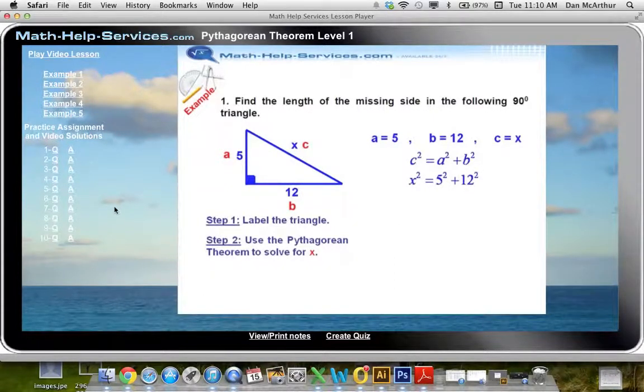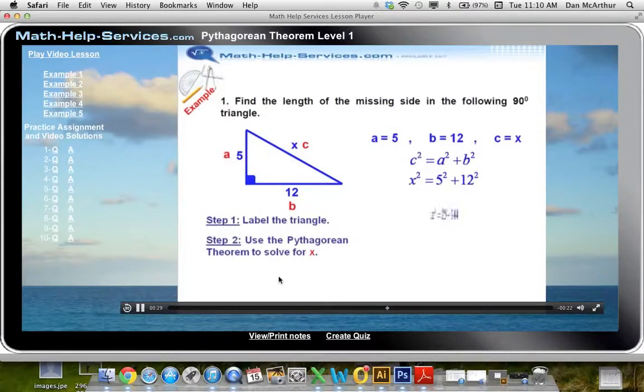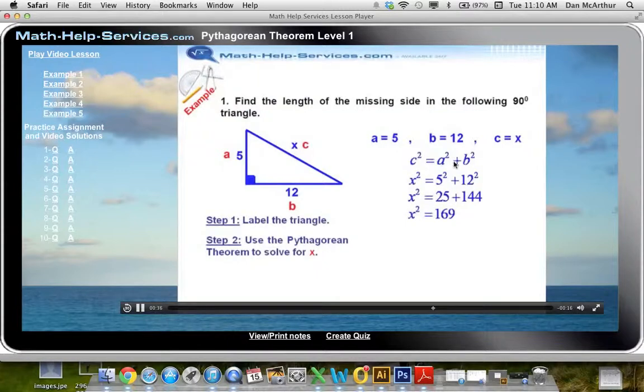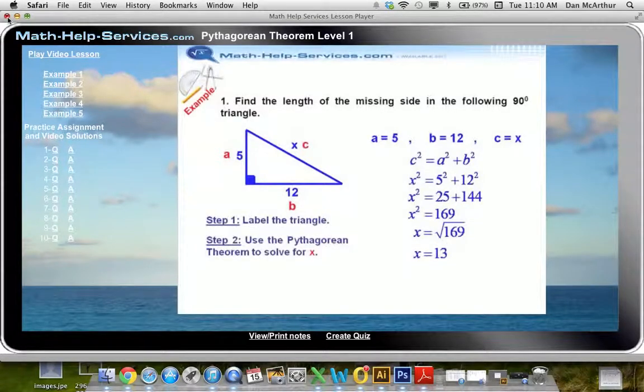X squared is equal to 5 squared plus 12 squared, and begin solving. 5 squared is 25, 12 squared is 144. Okay, so now we're feeling good. We got a recap of the old Pythagorean Theorem, a squared plus b squared equals c squared. So let's go ahead and try these questions in our homework assignment.